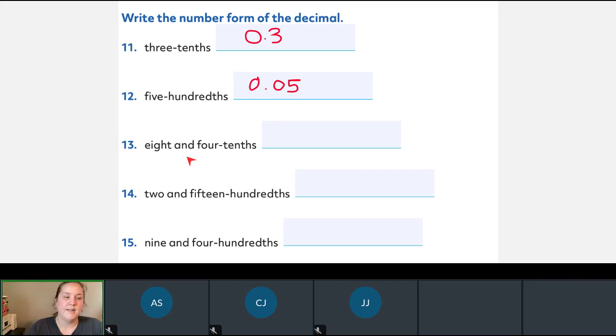Okay, number 13, we have 8 and 4/10. So here is our first problem where we have a whole number. So 8 is our first number before the decimal point. Then we put our decimal, and 4/10 is 4 over 10 or 0.4. So your answer for 13 should be 8.4.